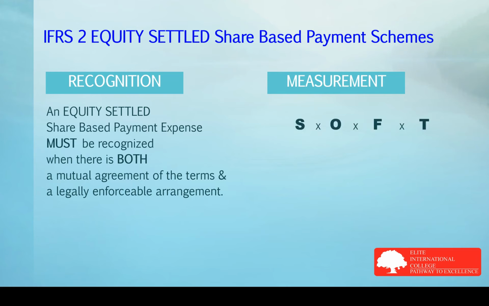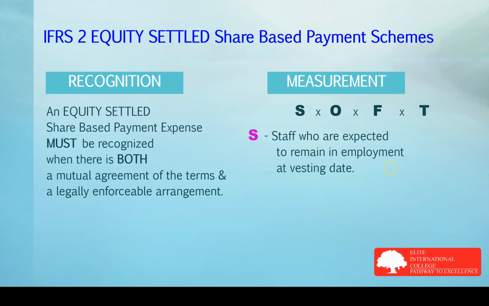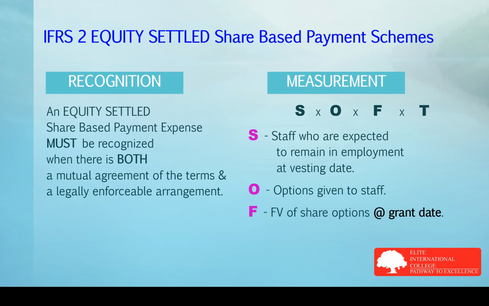For measurement, there's a formula, and I use the acronym SOFT to make it interesting and easy to remember. The four elements that are found in the calculation. So what does SOFT stand for? S is the staff who are expected to remain in employment at the vesting date. O is the options given to the staff. F is the fair value of the share options at the grant date. And T is time to vesting. And this could be 3, 4, 5 years depending on the terms of the agreement of the scheme. And it must be time apportioned if the options are granted midway during the year.